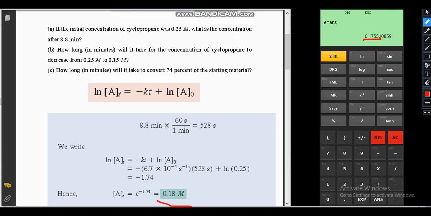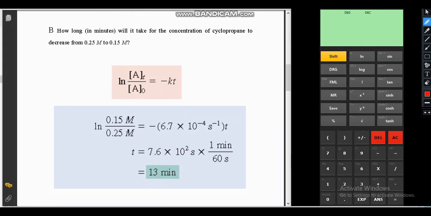So the 0.178 becomes the concentration after 8.8 minutes. So let's go to question. This question is asking us the time in minutes that it will take for 0.25 M to reach 0.15 M.